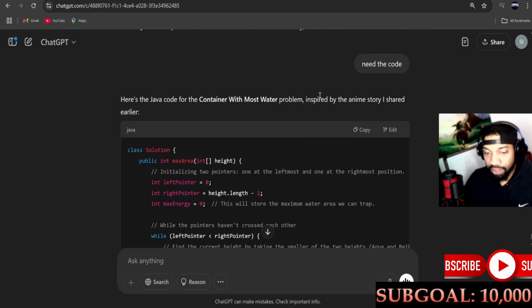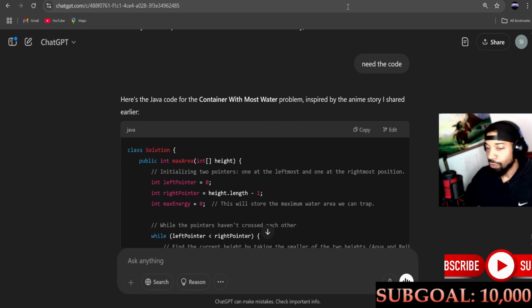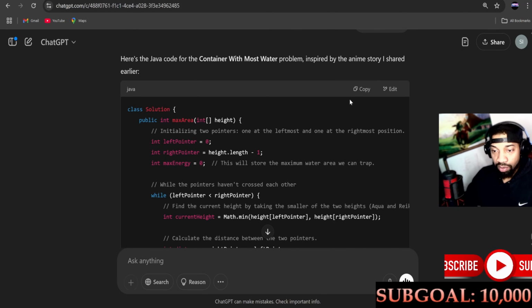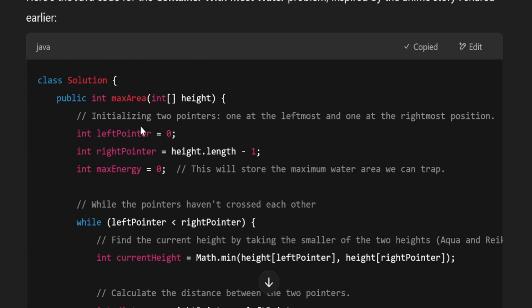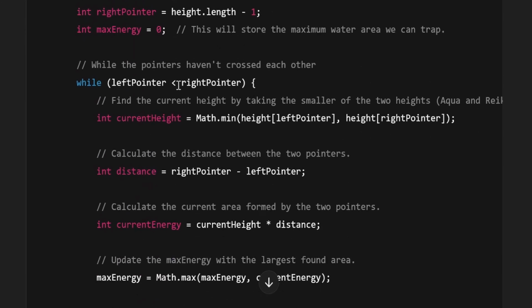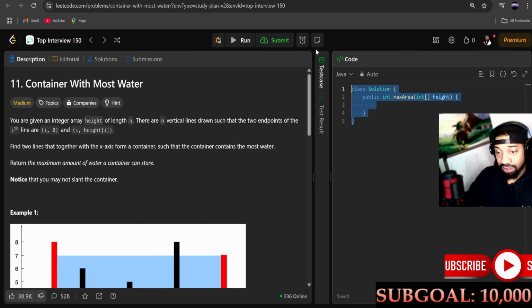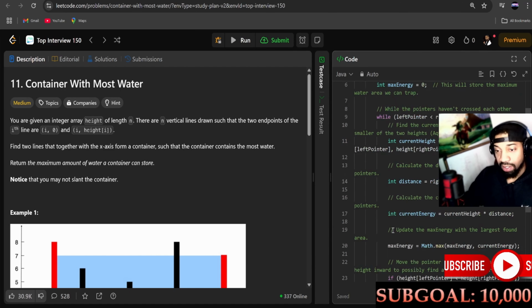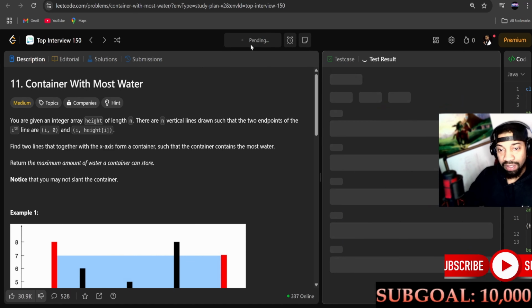I don't know what's going on with the thumbnail, but it isn't working right now. So for right now, we're just going to look at the code. We're going to copy this. We are going to plug this in, see if it works. And if it does, we'll submit it and look at the next question.